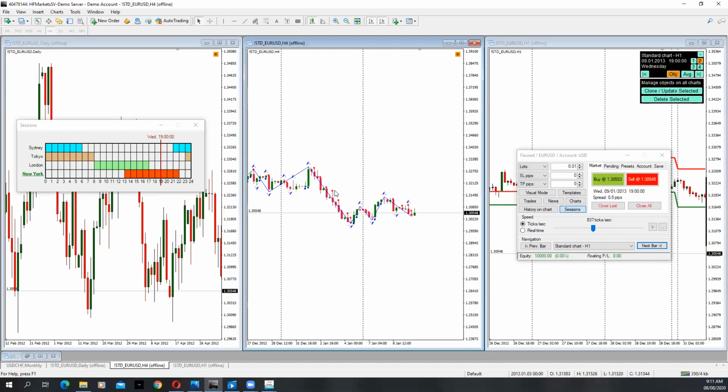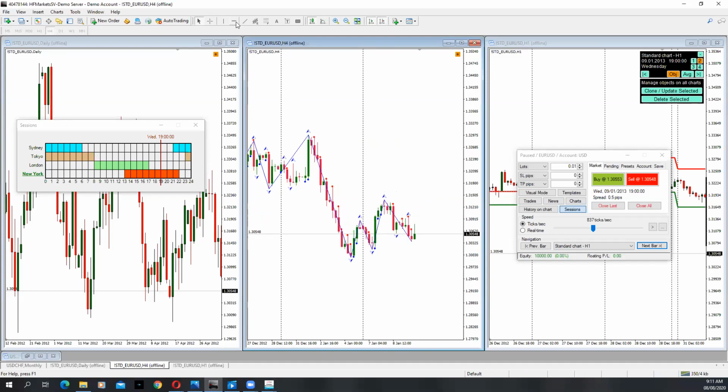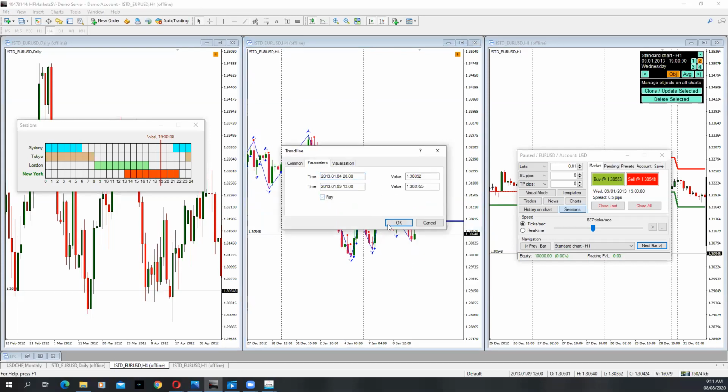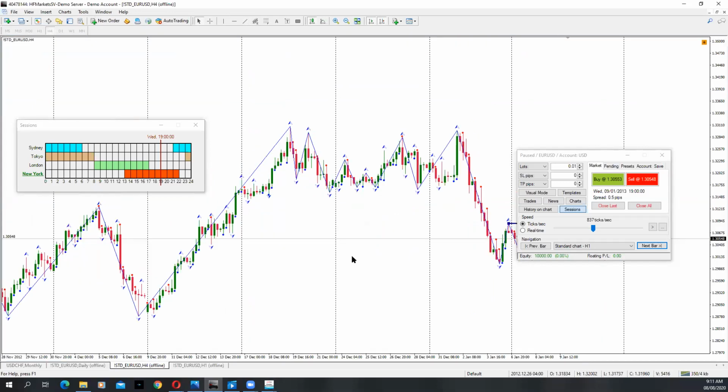And you can use your zigzag to locate your highs and lows, the ones that are broken. The zigzag also can help. Pick your trend line, put it sideways. Make it as long as you want. If you want it very long, you put the ray. If you don't want it very long, you remove the ray.